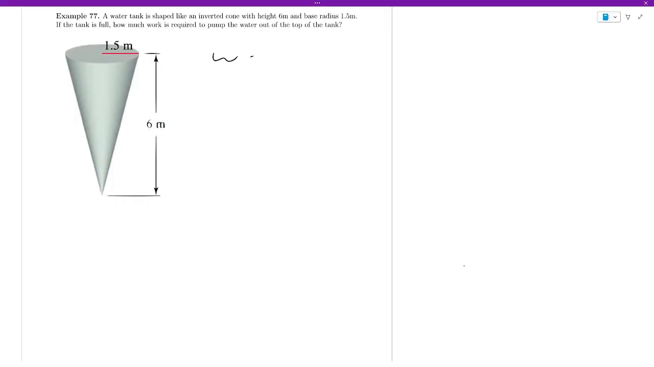So again, we already know what we have to do. I have to integrate the area of one of my slices times the distance that a slice has to go times rho times g dx. And I've got to go from the start to the end. So I just have to figure out what all these pieces are.